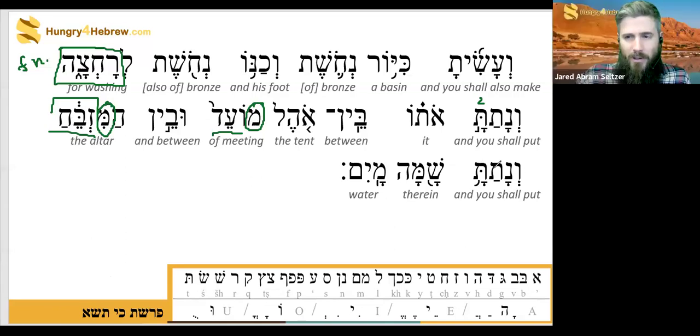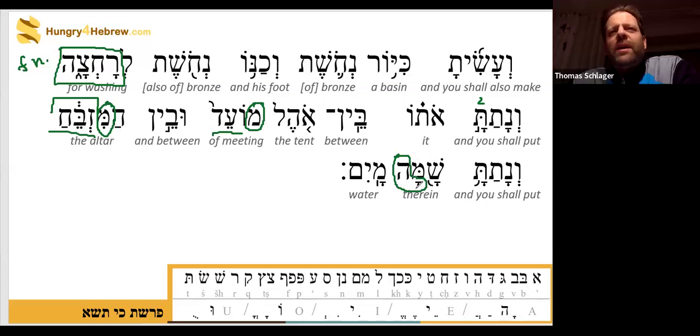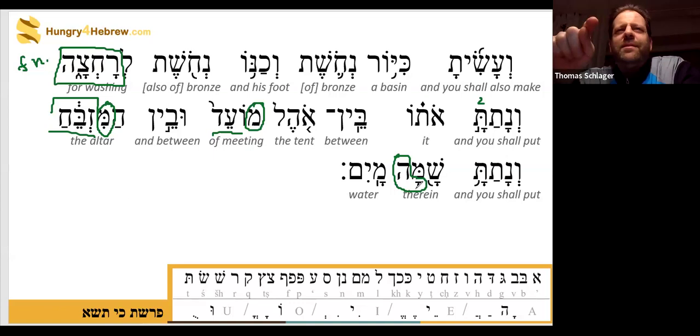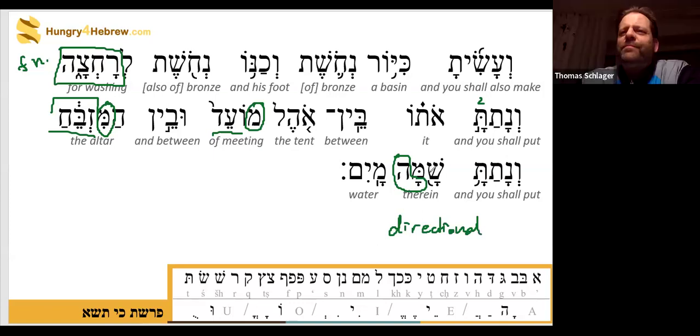Venatata, and you shall put, set, give, shama. What is this? There. Feminine. It's not feminine. It has to take the stress. No, it's a direction. Directional hey. So it's towards sham. To there. Mayim.